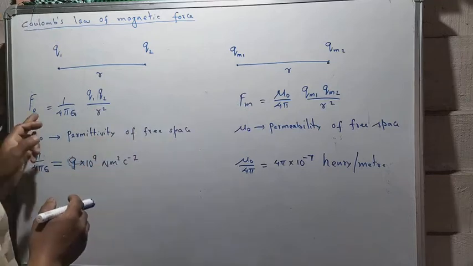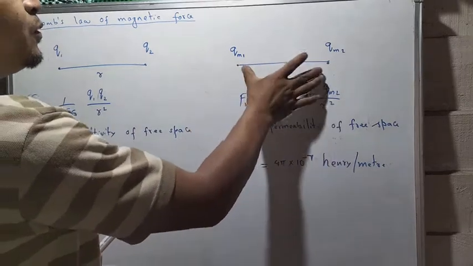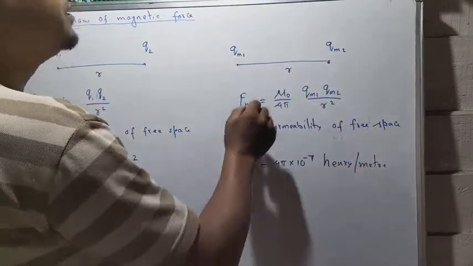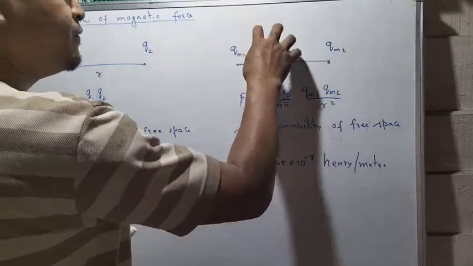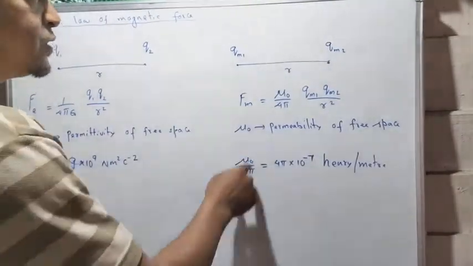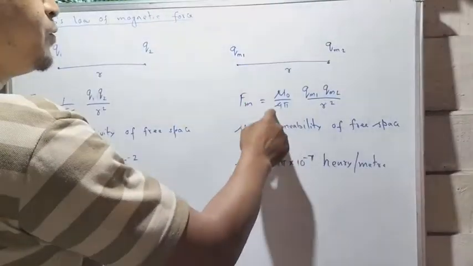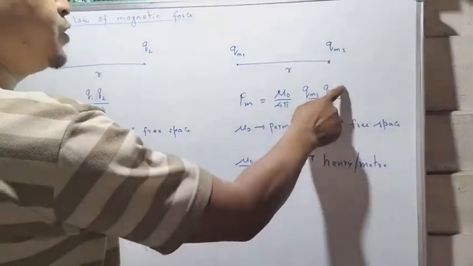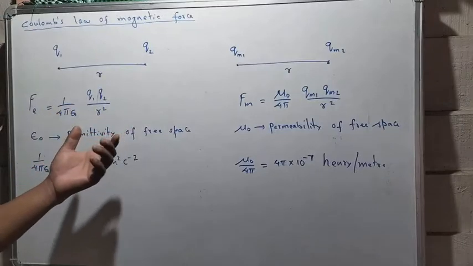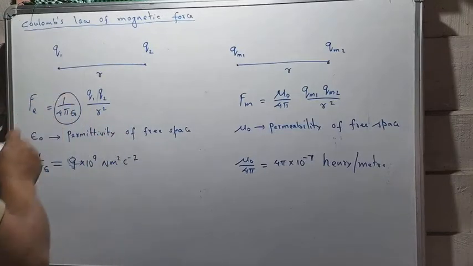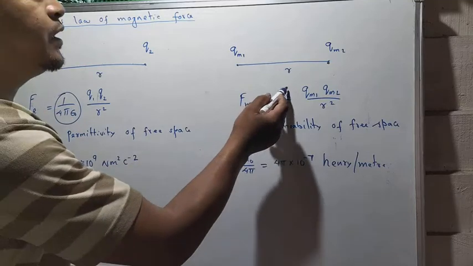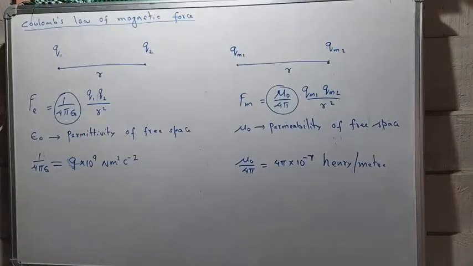For that, look here. When these 2 poles have pole strengths Qm1 and Qm2 at a distance r in free space, then the magnetic force between the 2 poles will be equal to mu naught upon 4 pi Qm1 Qm2 upon r square. So what is the difference? The difference is just this constant. In electrostatics, we have 1 over 4 pi epsilon naught. In this magnetostatics, we have mu naught upon 4 pi.